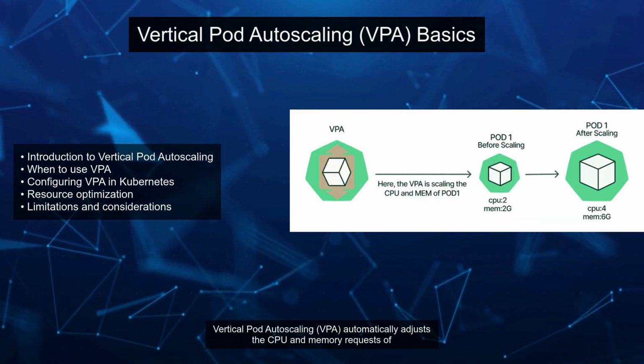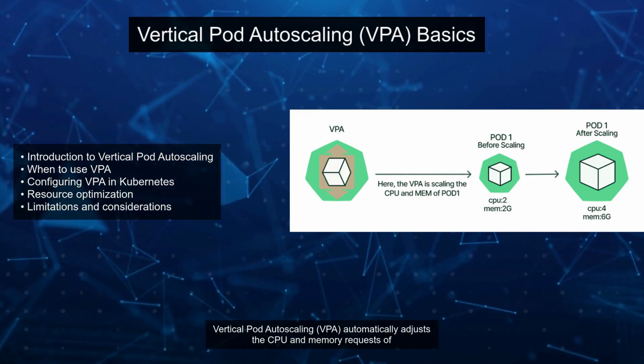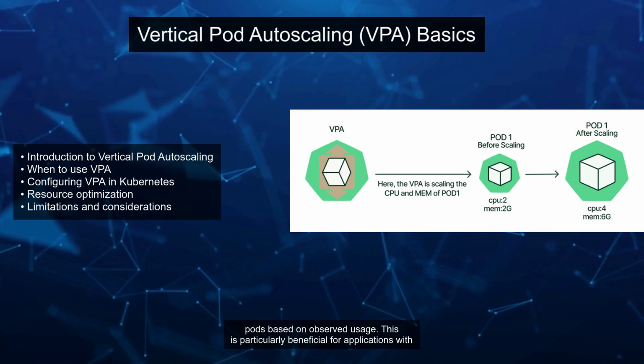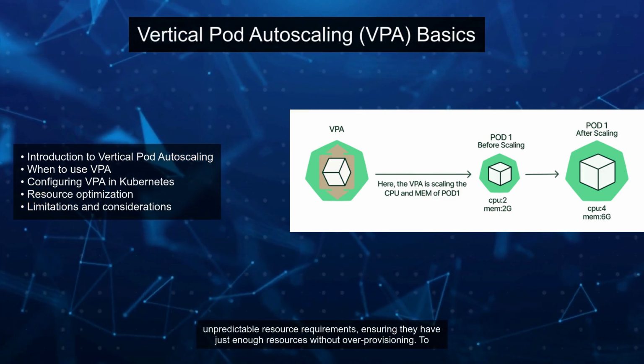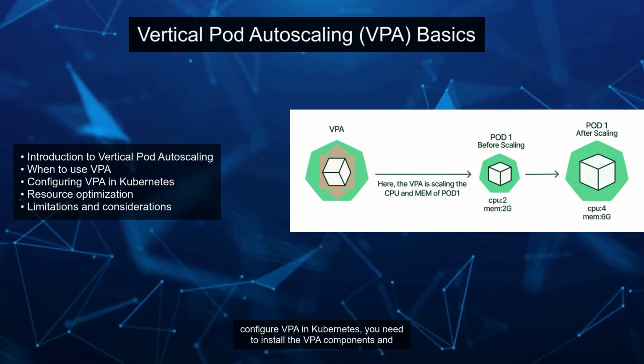Vertical pod autoscaling, VPA, automatically adjusts the CPU and memory requests of pods based on observed usage. This is particularly beneficial for applications with unpredictable resource requirements, ensuring they have just enough resources without over-provisioning.